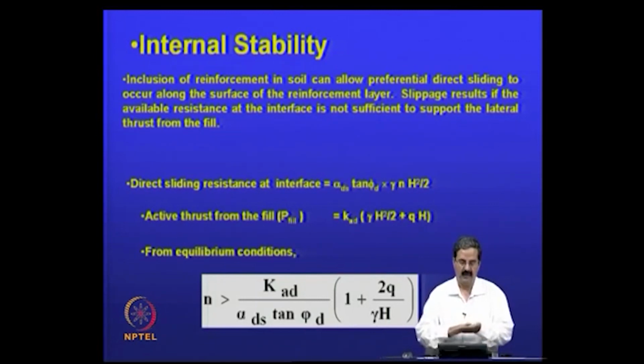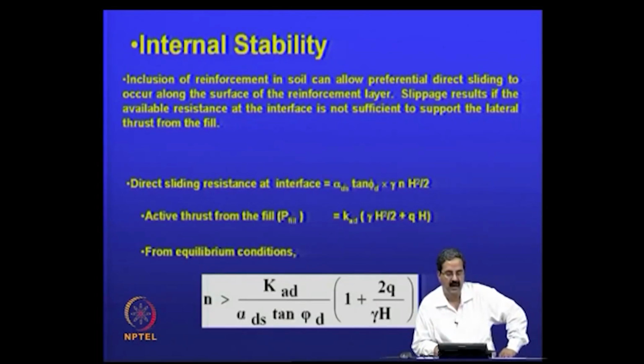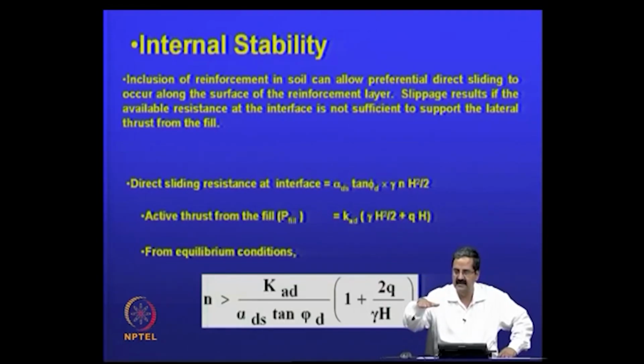The main factor that contributes to this is that the moment you include a reinforcement, it allows a preferential direct sliding to occur at the surface of the reinforcement layer, and slippage occurs if the available resistance is exceeded, the shear resistance which you have introduced. See, there is a clay, then there is a sand or embankment material.